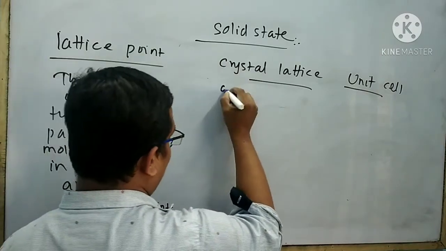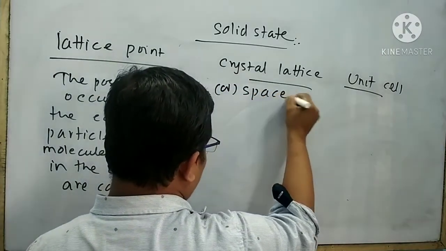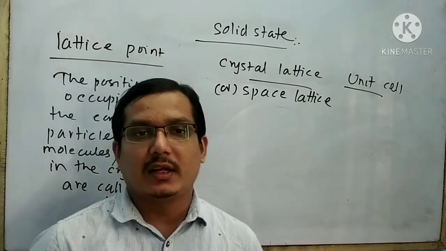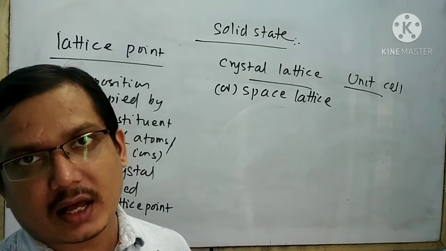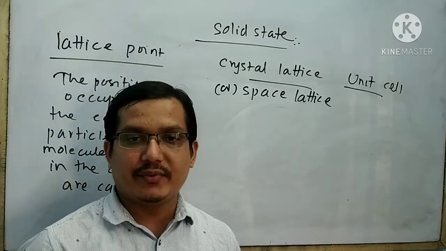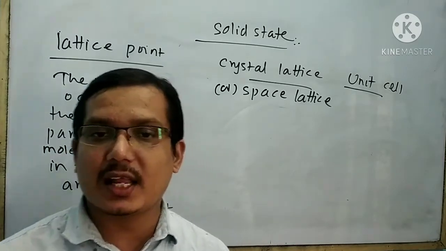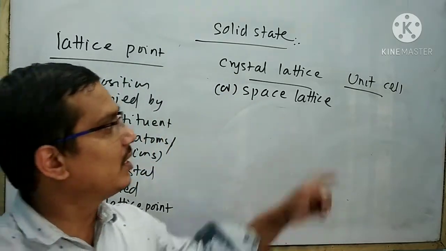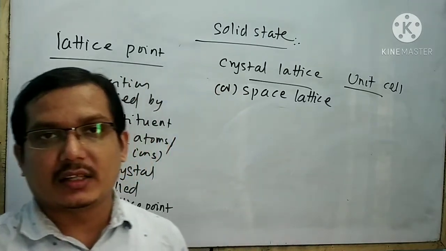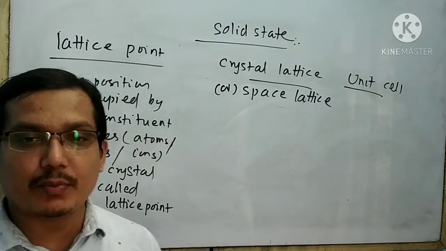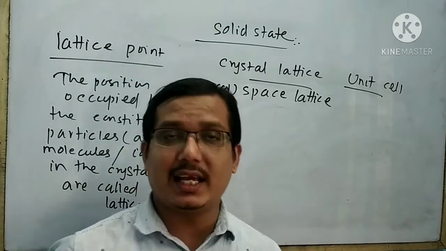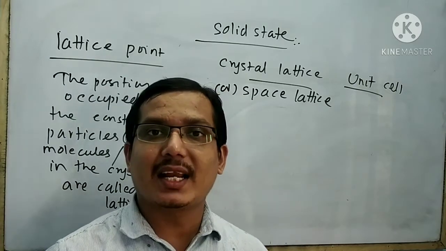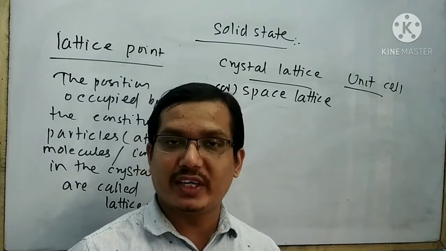Next is your crystal lattice. Crystal lattice is also called space lattice. What is the meaning of crystal lattice? The regular arrangement of the constituent particles at different points in a three-dimensional space is called space lattice or crystal lattice. Next is your unit cell. The smallest three-dimensional portion which repeats itself in different directions to produce the complete space lattice is called unit cell.